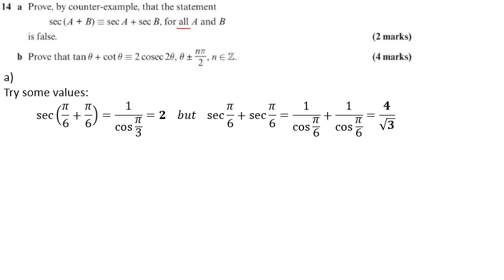Since cos of pi by 3 is a half, the reciprocal is 2, but because cos of pi by 6 is root 3 over 2, the reciprocal, 2 over root 3, added to 2 over root 3 again, gives 4 over root 3. They're not the same, therefore we're done. That's a counterexample.